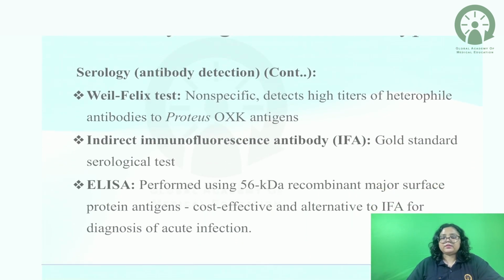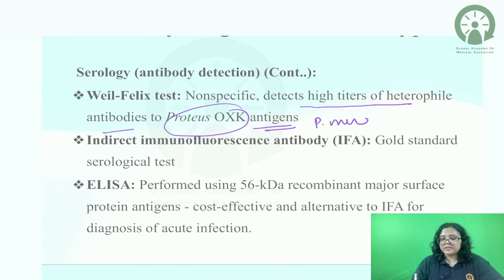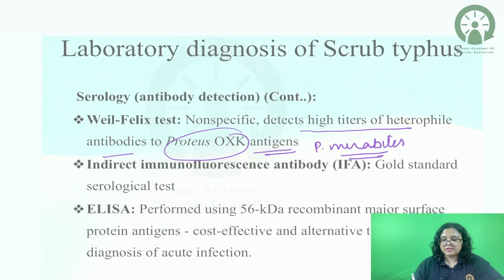Weil-Felix reaction, I told you that it is a high titer of heterophile antibodies to the OX-K antigen. OX-K antigen was derived from non-motile strain of Proteus mirabilis. Now, what is the gold standard test for the serological diagnosis of scrub typhus?